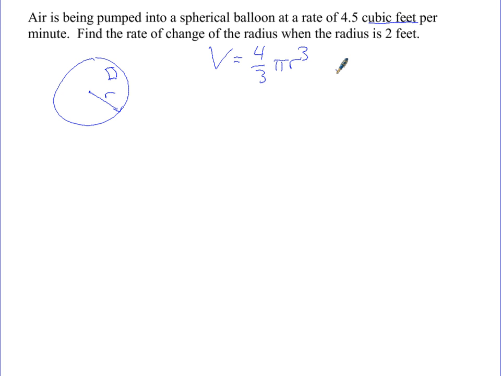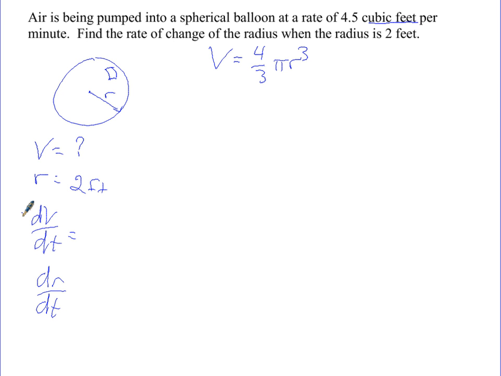Okay, so let's identify some variables here. We have V. Do we know V? Don't know it. We have r. Do we know that one? It says when the radius is 2 feet, so we know that one. Okay, there are no more variables in the actual formula, but when I take the derivative, I know that I'm going to wind up with a dV over dt, and I'm going to wind up with a dr over dt.